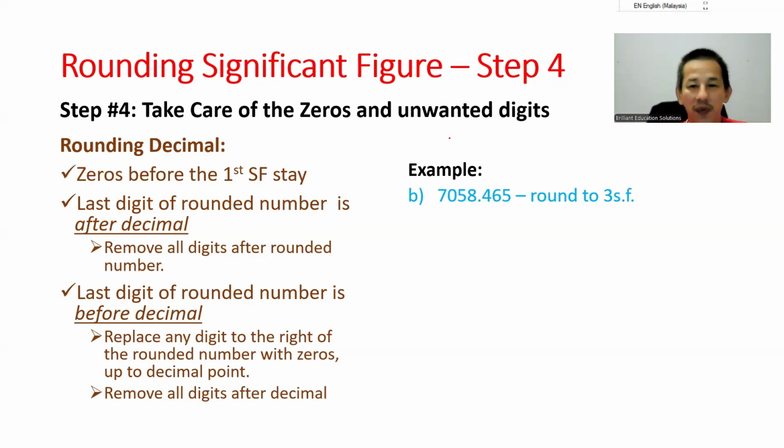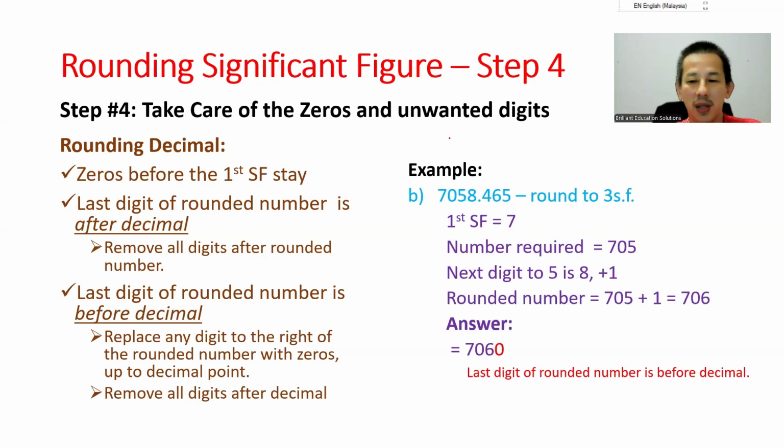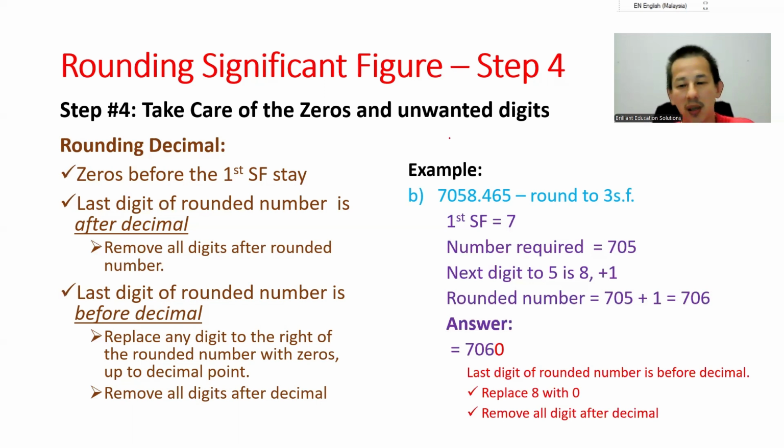For example, 7058.465 rounded to 3 significant figures. The first significant figure is 7. The number required is 705 because of 3 significant figures. The next digit after the 5 is 8, so plus 1, you get 706. So your answer will be 7060. Since the last digit of the rounded number is before the decimal, you replace the 8 with 0, and then just remove all digits after the decimal. You remove the 4, 6, and 5. Remember, don't add in the 0.